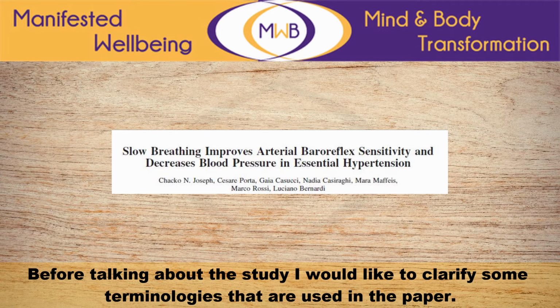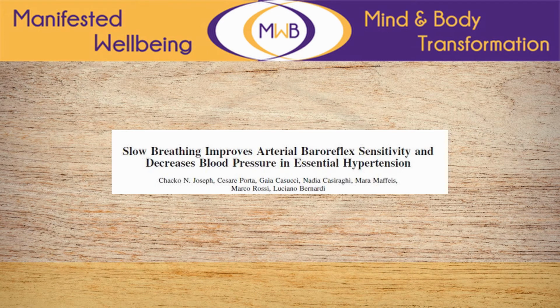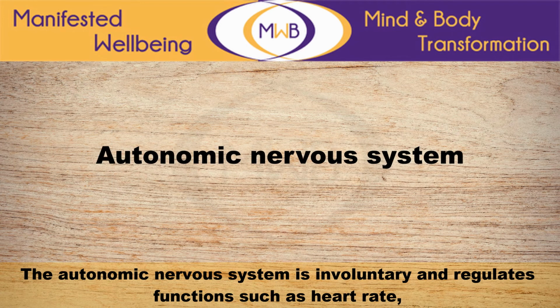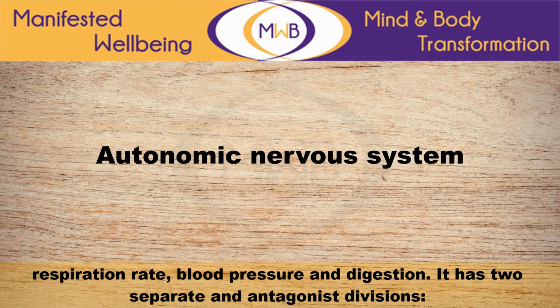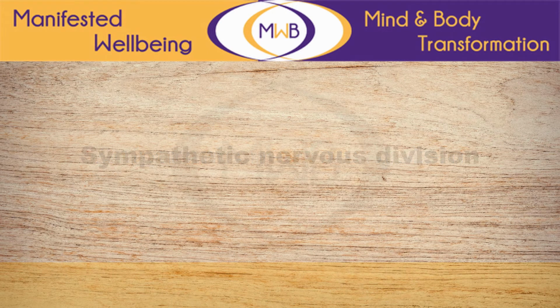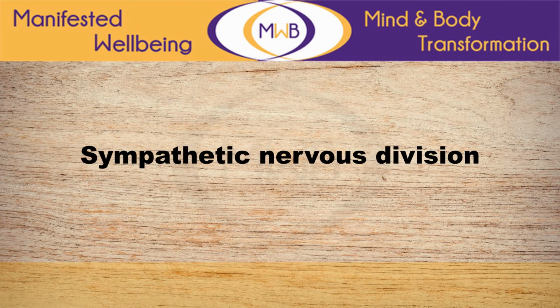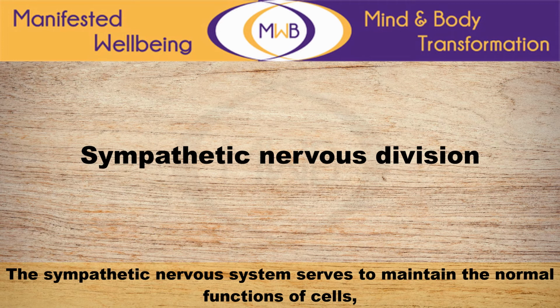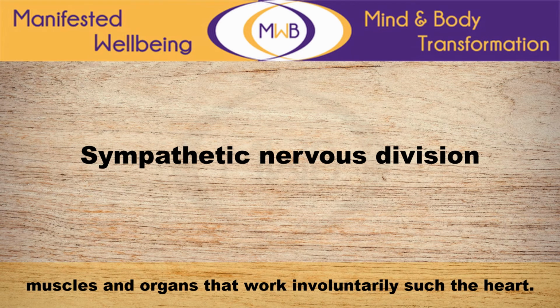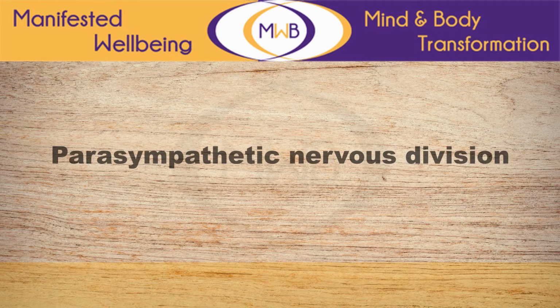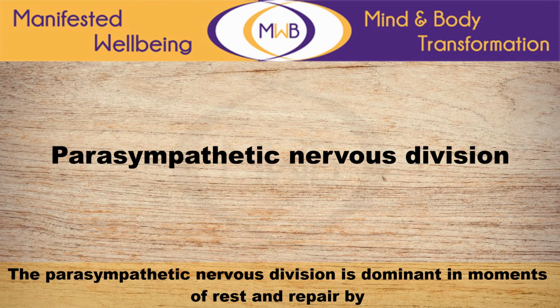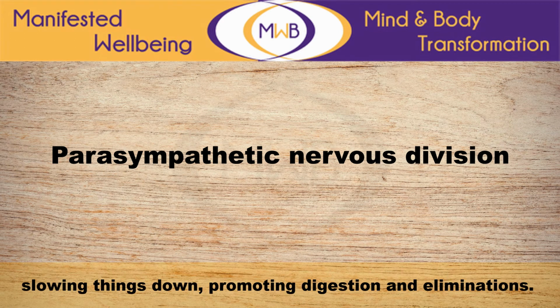Before talking about the study, I would like to clarify some terminologies that are used throughout the paper. The autonomic nervous system is involuntary and regulates functions such as heart rate, respiration rate, blood pressure, and digestion. It has two separate and antagonist divisions. The sympathetic nervous system serves to maintain the normal functions of cells, muscles, and organs, those that work involuntarily, such as the heart. The parasympathetic division is dominant in moments of rest and repair by slowing things down, promoting digestion and elimination.